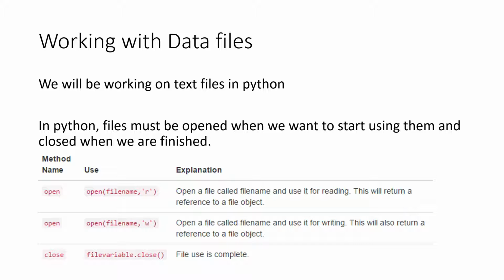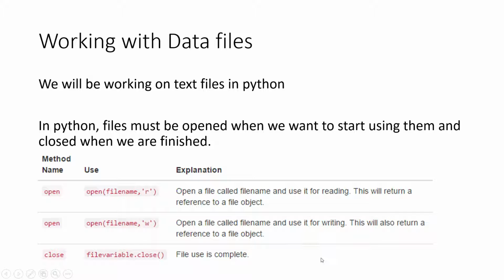Now again, we'll be working with text files in Python. In Python, when you want to work with a file, you must do what's called opening a file input stream, and when you're done, you must close the file input stream. For our purposes, we can think of this simply as opening a file and closing a file. We can do this by using methods named open and close specifically.